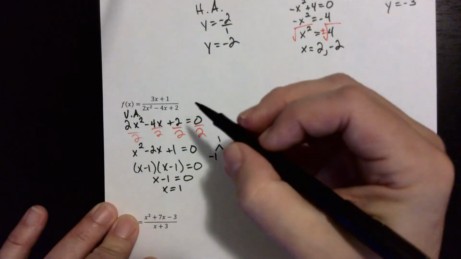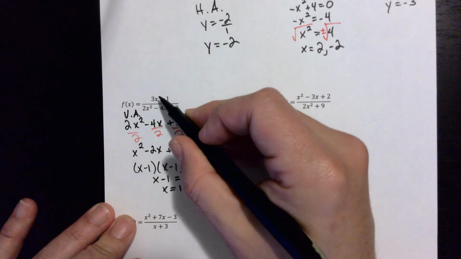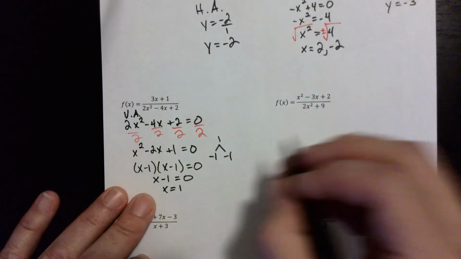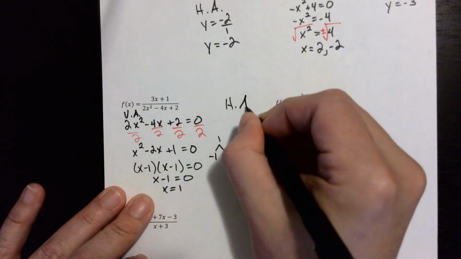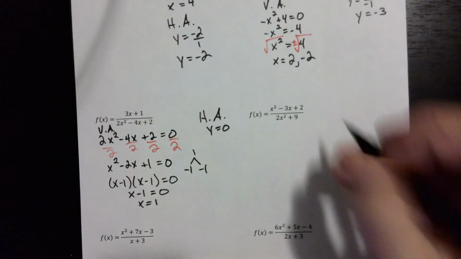Okay, for our horizontal asymptote, it looks like it's bigger on bottom, right? This is a 1 and this is a 2, so it's bigger on bottom. So if it's bigger on bottom, it's 0, so y equals 0. Okay, let's look at this problem here.